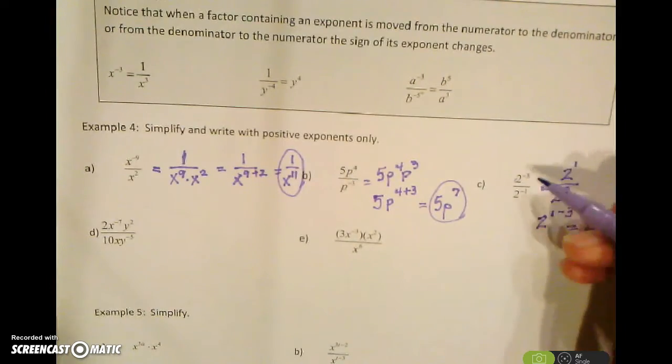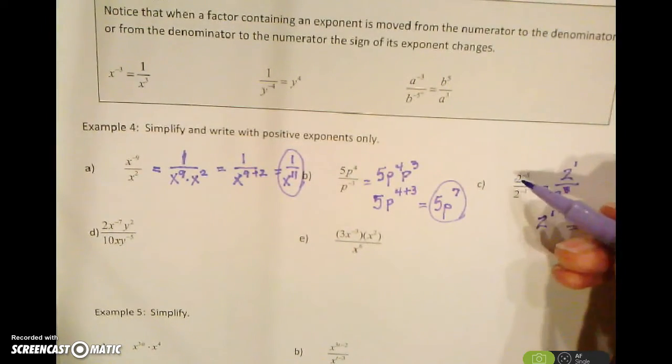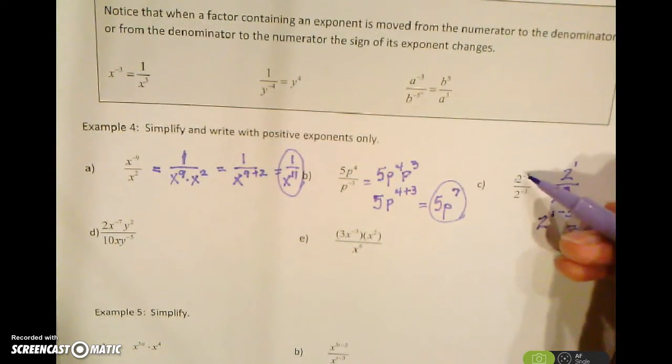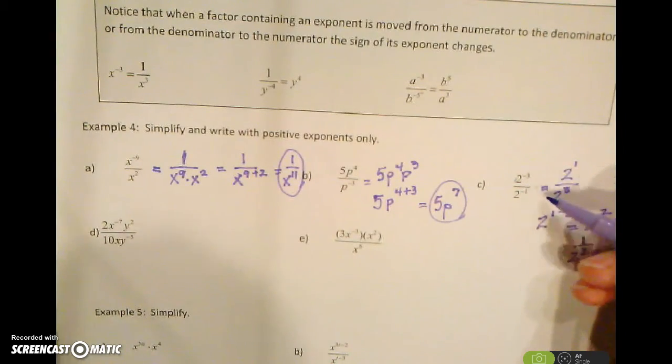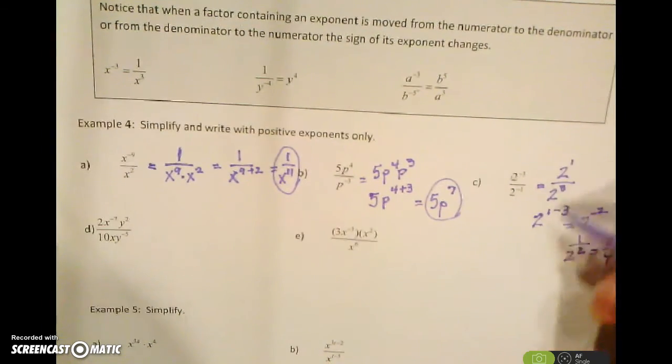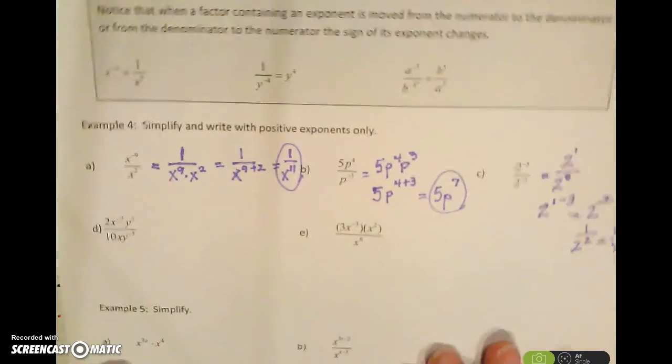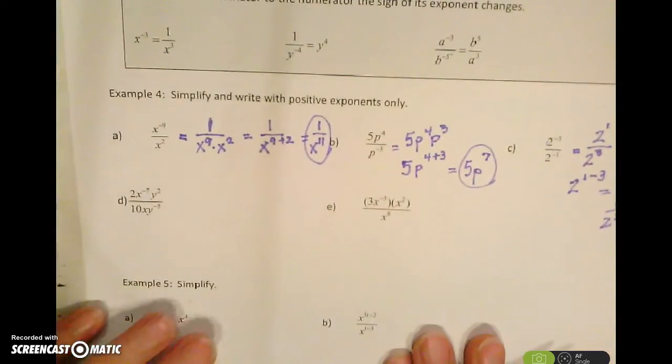You know, truthfully, you could have just subtracted here too and done 2 to the negative 3 subtract negative 1. So you could have skipped some of these steps if you had done that. Maybe we'll find another one where I can do that.